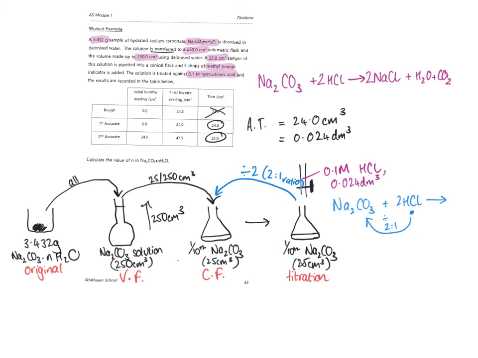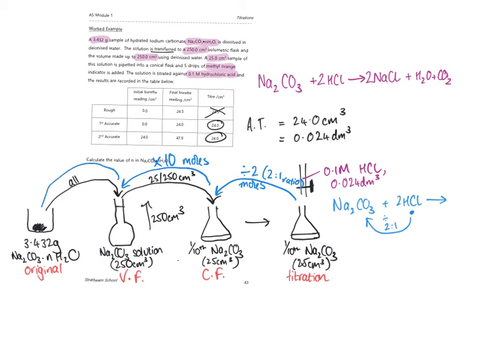Then if we're moving from our conical flask back to our volumetric flask, what we need to remember is that we took out a 25 out of 250 centimetre cubed sample. That means our conical flask contains only 1/10 of what's in our volumetric flask. So working backwards, I'm timesing my number of moles by 10. Okay, so that's times 10. If you want, write the word moles to remind yourself that that's what these blue arrows represent. So there will be 10 times as many moles of sodium carbonate in my volumetric flask as there are in the conical flask, which was used in titration.